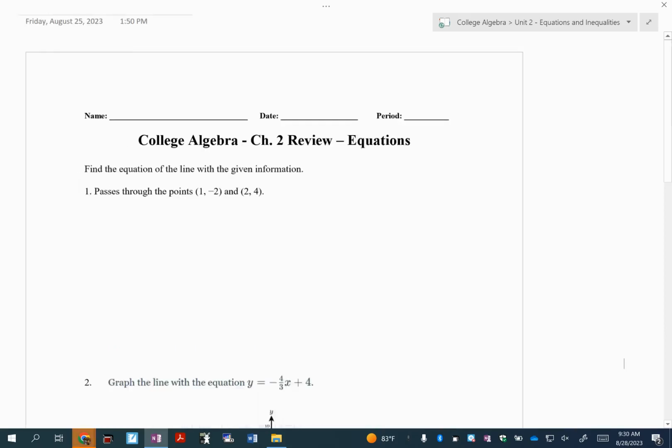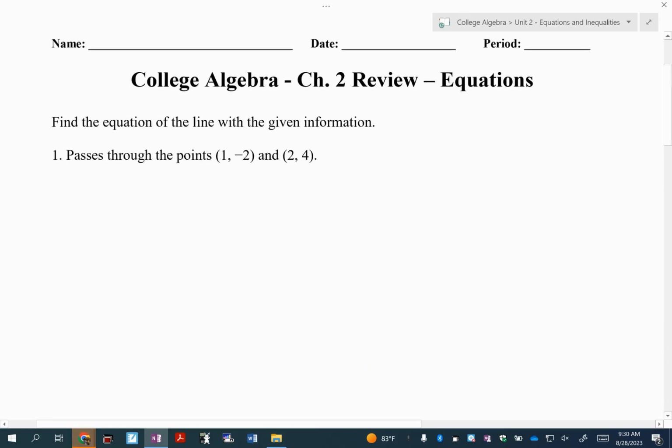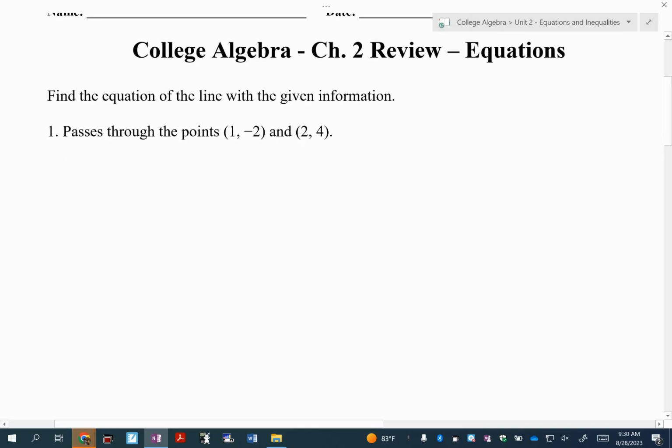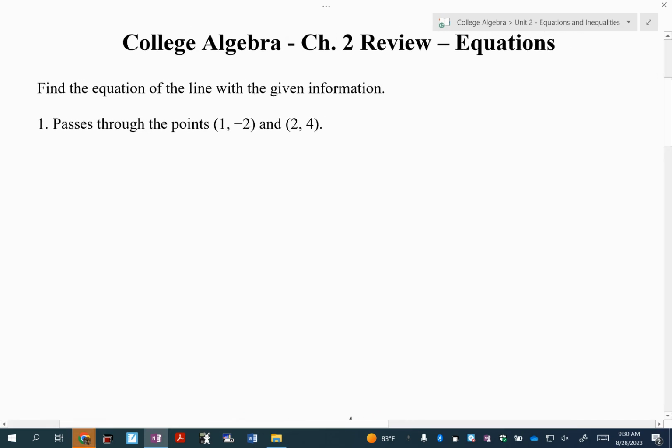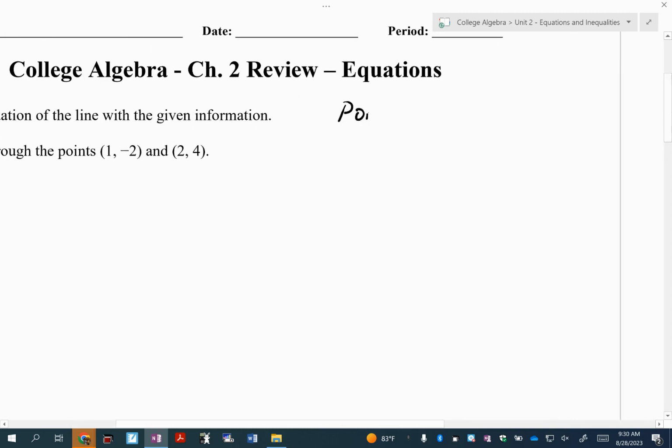In this video, I'm going to go over the review questions for our first unit test on equations. So the first question is asking us to find the equation of the line with the given information. When it gives you 2 points that it's passing through, I need to know that I'm going to eventually be using point slope form.